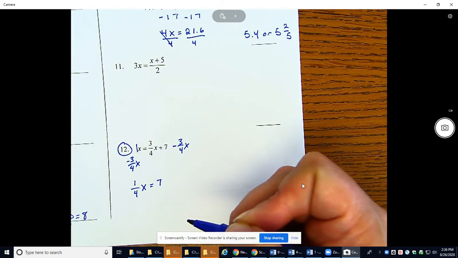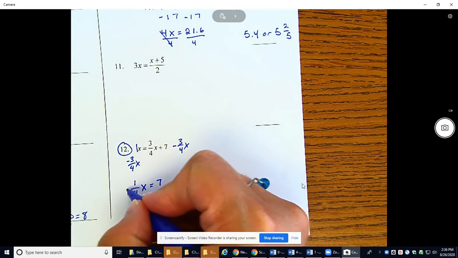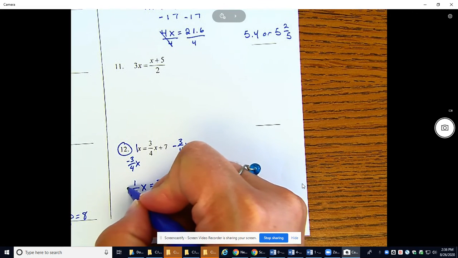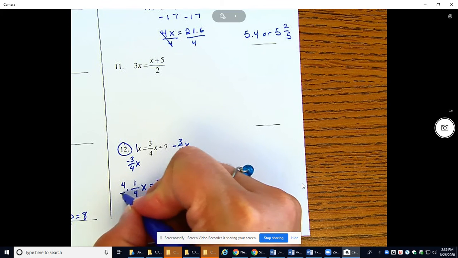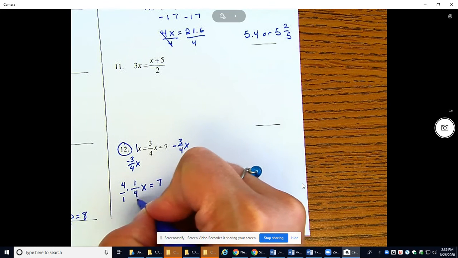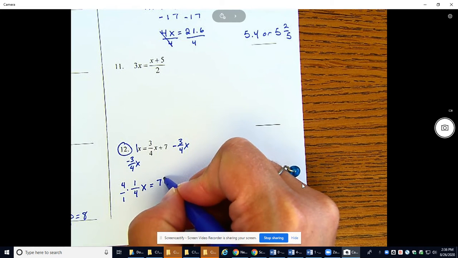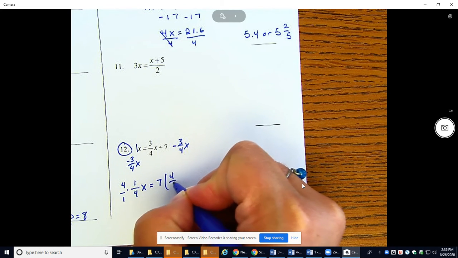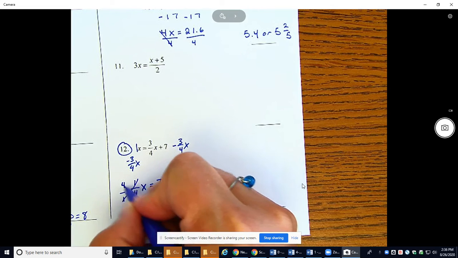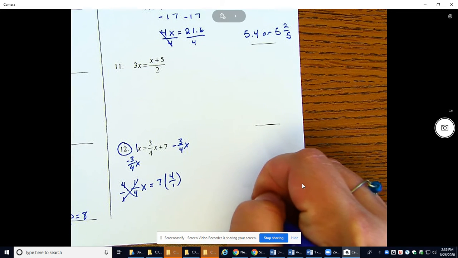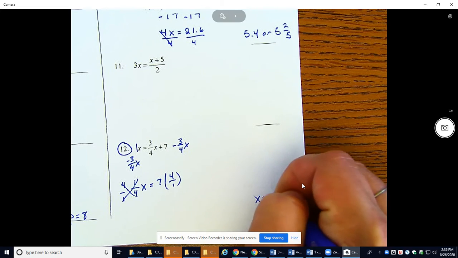All right, now I've got to do that multiplying by the reciprocal. So I'm multiplying times 1/4. The reciprocal is going to be 4/1. Now, when I do that over here, everything cancels. On the other side, multiplying times 4/1 is the same thing as multiplying times 4. So it's really 7 times 4. And in this case, x equals 28.